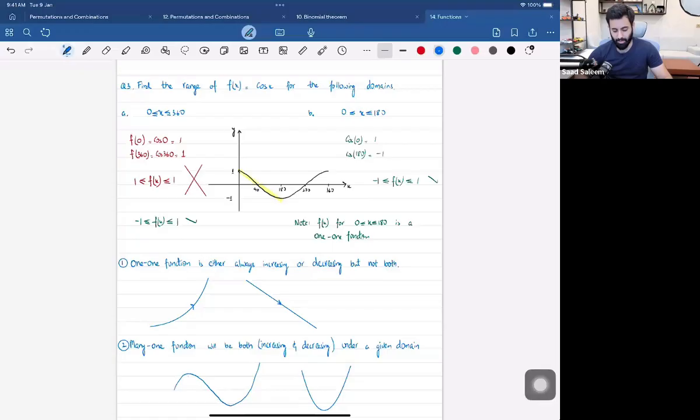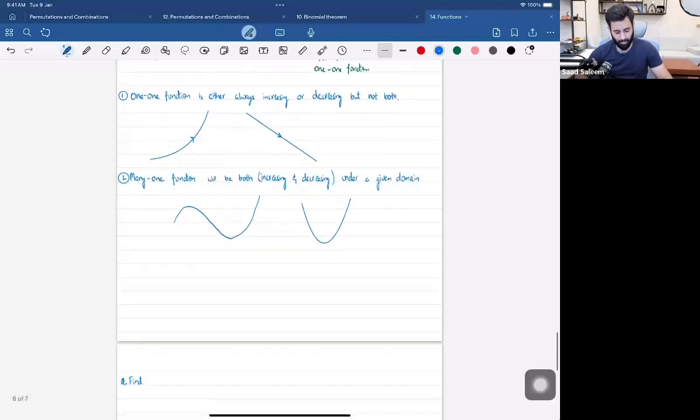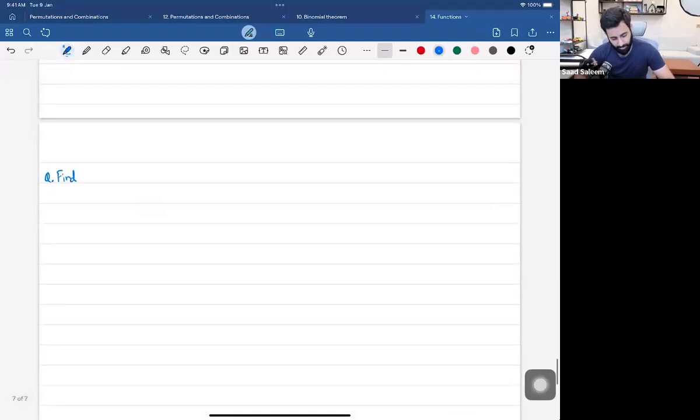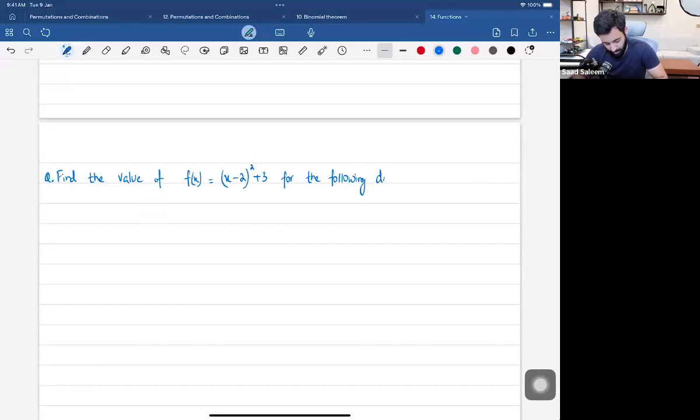Okay, so I hope you're done copying. Now let's move on to another very important example. Find the value of f of x equals x minus 2, the whole thing squared, plus 3, for the following domains. Now, what you have to do is this.